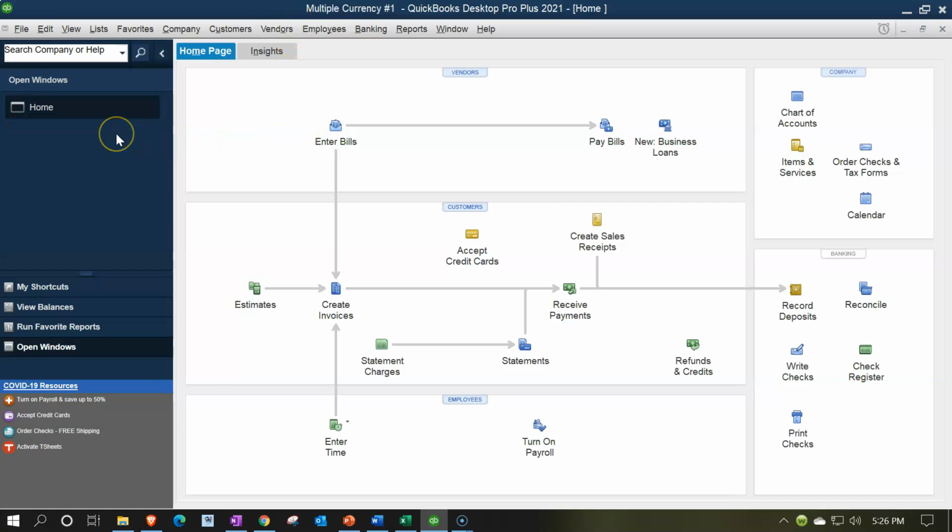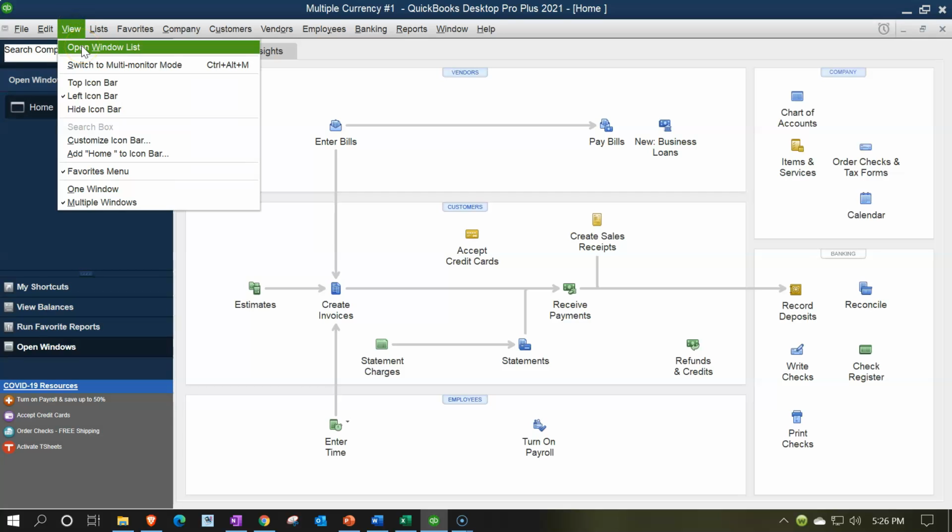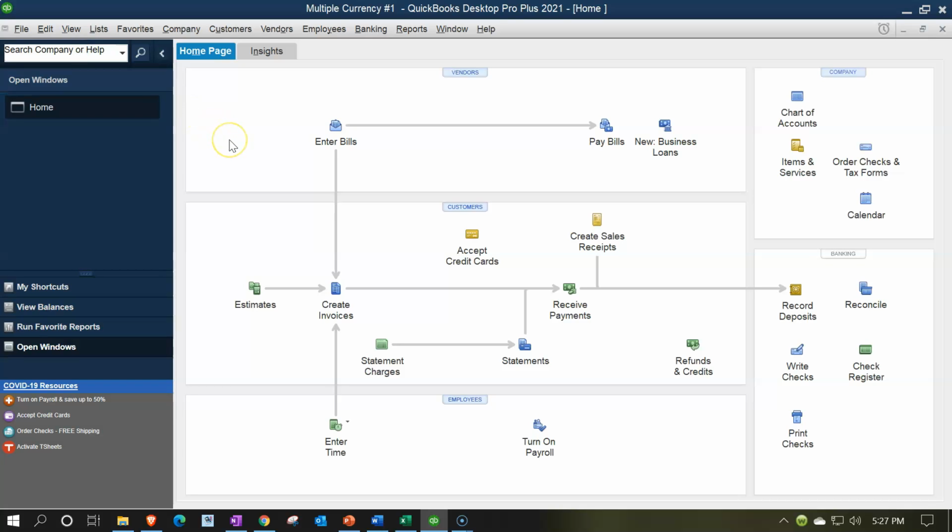We currently have the open windows open. You can open the open windows by going to the View dropdown, selecting the Open Windows List. In prior presentations, we made a purchase of inventory on account, increasing the accounts payable. Not only did we have an increase to the accounts payable, but we were going to pay in foreign currency. We still plan to pay in foreign currency. We haven't yet paid at this point in time.